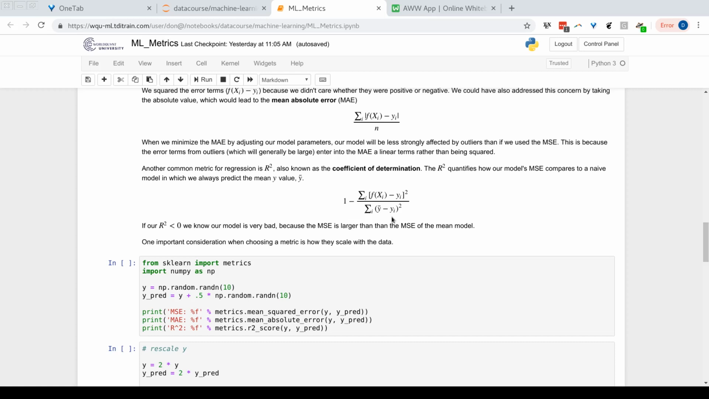So y hat is the mean value of the labels for our training set, or for any data set we're using to calculate our R squared value. So the denominator represents a naive model, a very simple model that always predicts the mean value. It's like if I'm trying to predict housing prices, you give it a data set, it's going to just calculate the mean value of all the labels of the data set, of the training set, and regardless of the features or the attributes of the observations you're passing it, it'll always predict that calculated mean value.